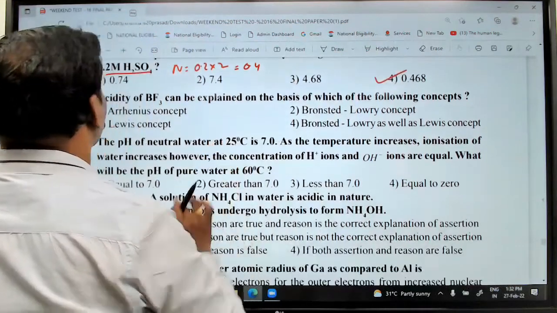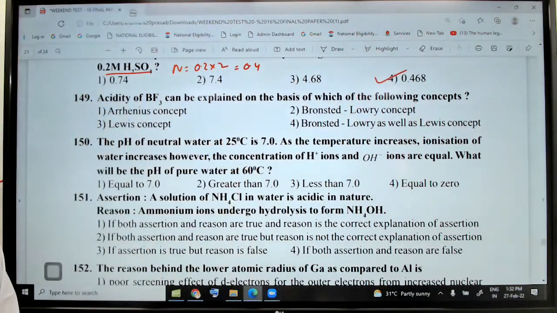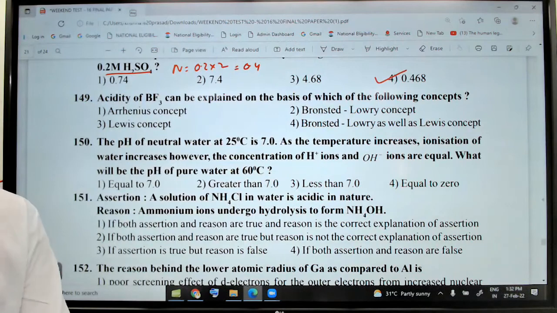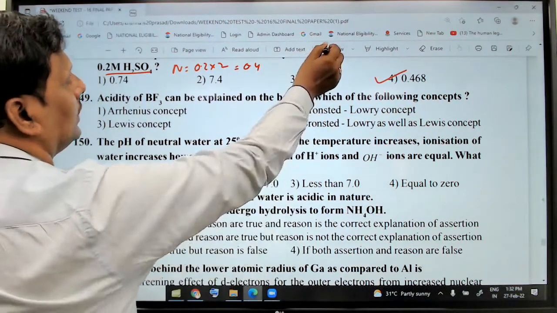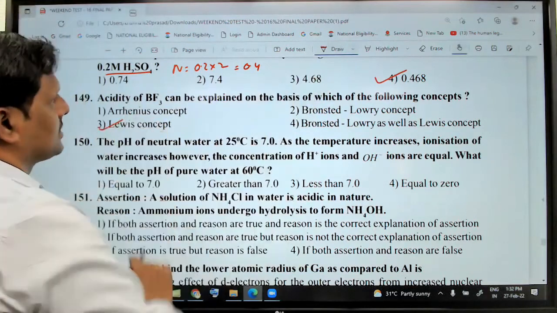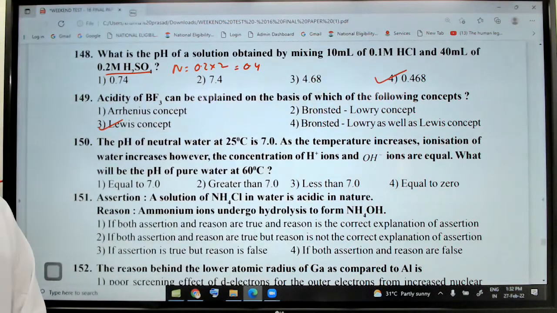Now, acidity of BF3 can be explained on the basis of which of the following concepts? I think this is very clear. Which concept is it? Only the Lewis concept. It is not a protonic acid. It is a Lewis acid.